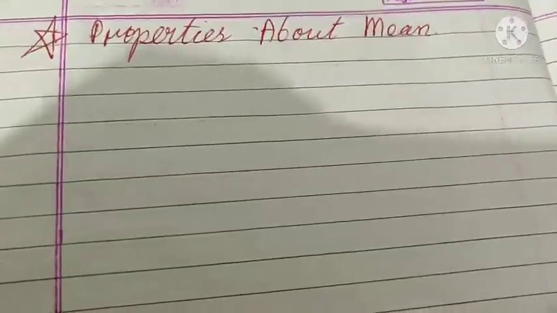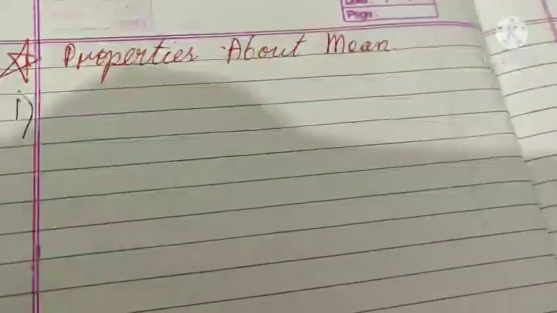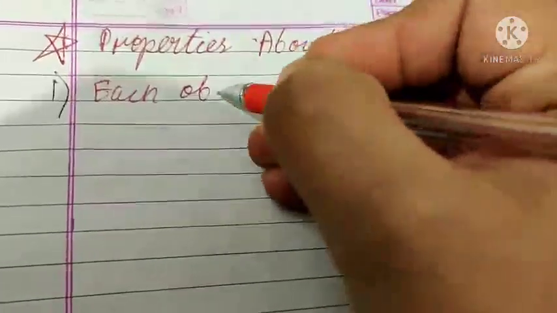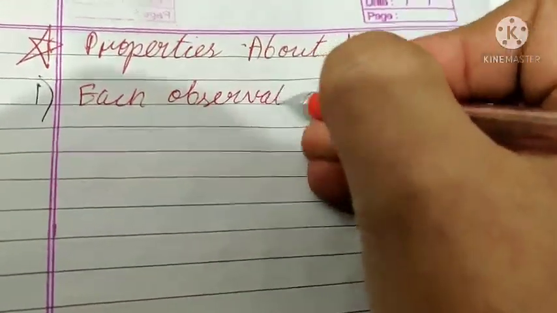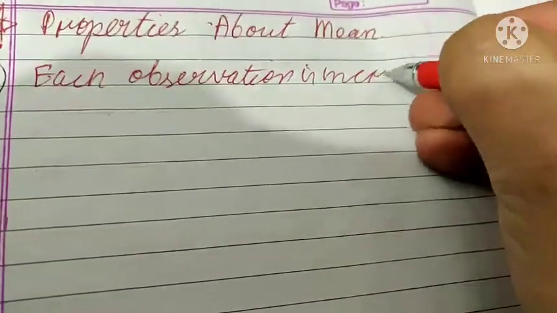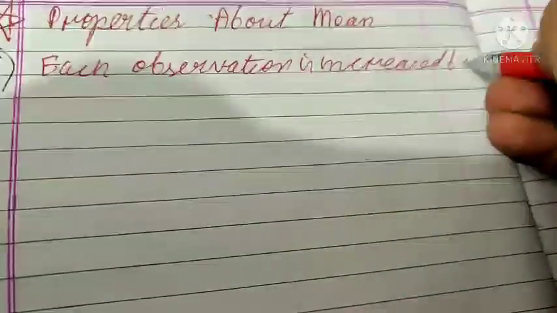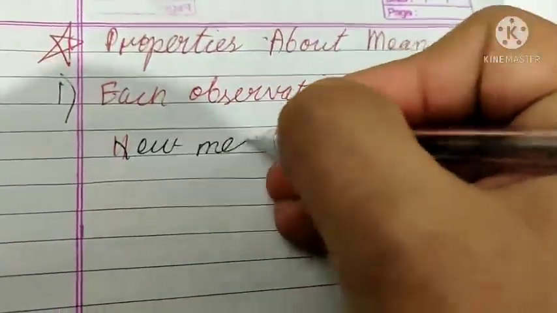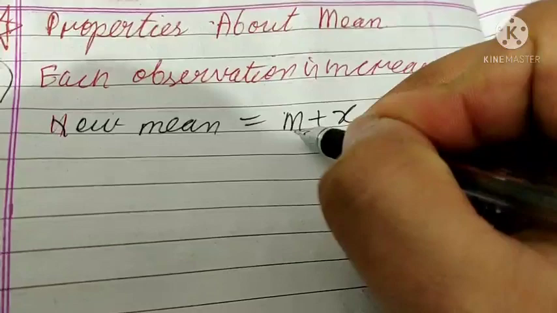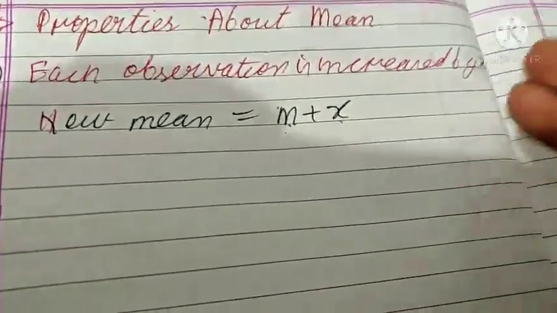So, properties of mean. What are the properties of mean? Our first property says that if each observation is increased by a number, say x, then the new mean will be m plus x, where m is the mean and x is the increase in value.